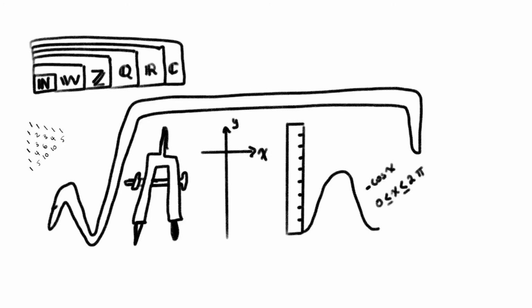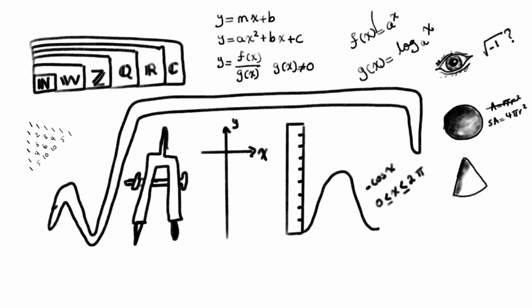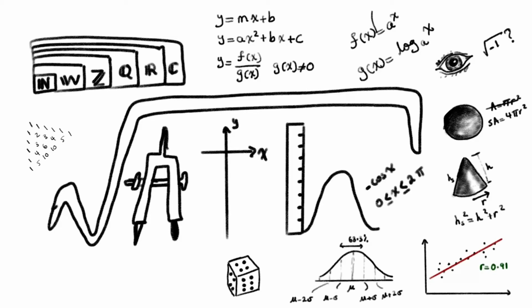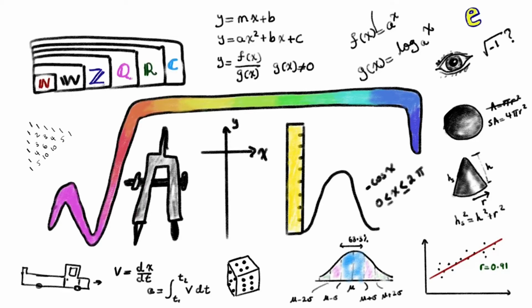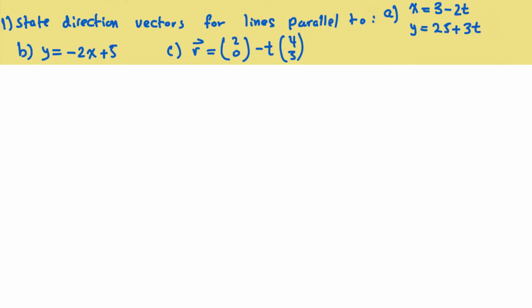Welcome to this video lesson, which is the full solution to the practice questions from the two-dimensional lines, parametric, and vector equations. In the first question here, we're asked to state the direction vector for the lines that are parallel to these three lines. And the first one is given to us in parametric equation.